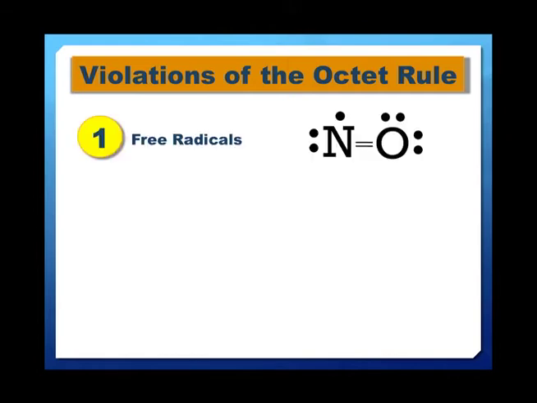The first example of this violation is free radicals. These are species with unpaired electrons, otherwise known as odd electron molecules. They will end up with an odd number of electrons around one of the atoms, which means that atom will not follow the octet rule, such as with the case of nitric monoxide, which has only 7 electrons around the nitrogen atom.